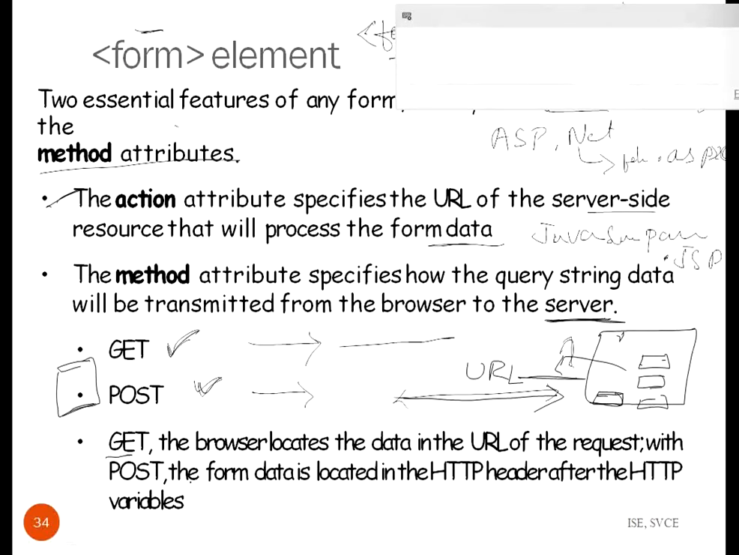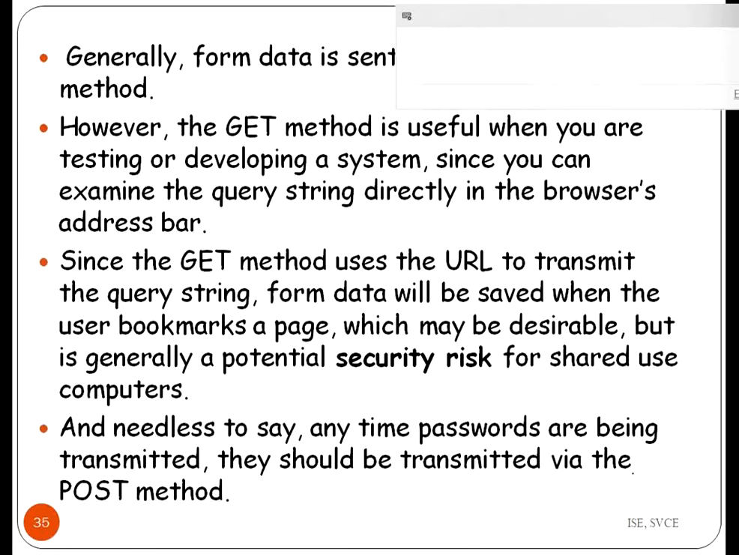In the case of post, the form data is located in the HTTP header after the HTTP variables. Whenever you specify the form method attribute as post, the details you entered, your username and password, can't be seen. The data is located in the HTTP header; in that header part the data is carried, appended after the HTTP variables.